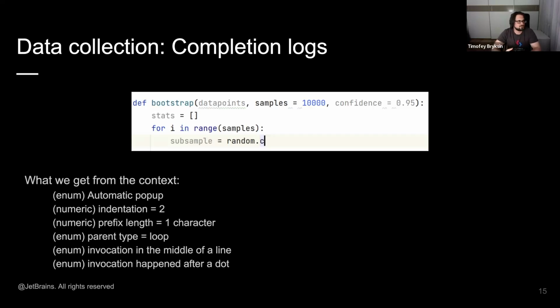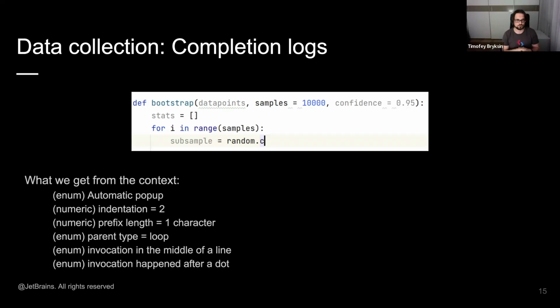So yeah, I have an example to showcase that. Imagine you have this fragment of code, you are trying to write a bootstrap function, and you call this completion invocation after you input this C character. The most logical call is random.choices here. Before showing the suggestion list, we can get a lot of information from this.